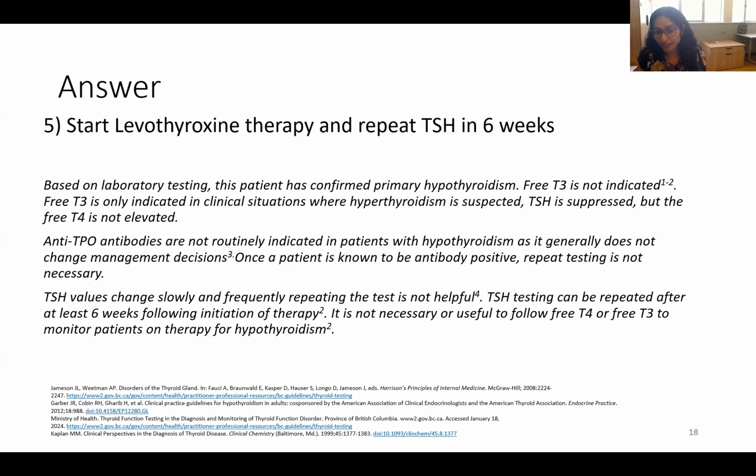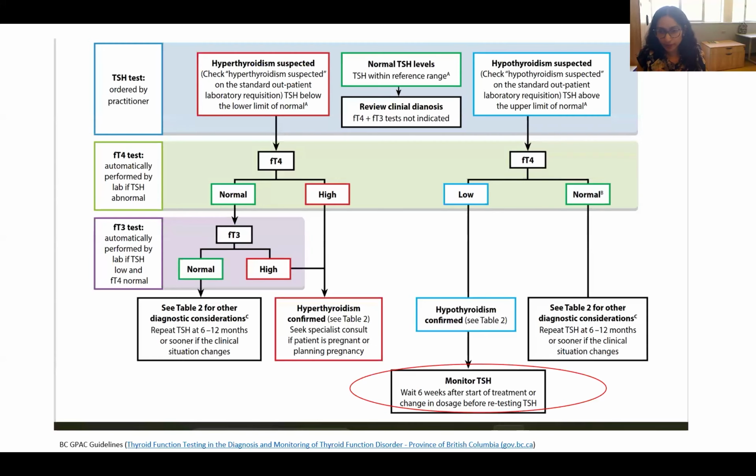Important point: it is not necessary or useful to follow the free T4 and free T3 in patients who are on levothyroxine for primary hypothyroidism. Your TSH will be reflective enough of whether your levothyroxine dose is adequate. This goes back to the algorithm. This is a patient with high TSH and low free T4, so hypothyroidism is confirmed. You just need to monitor TSH, not the free hormones, and wait at least 6 weeks after starting treatment or changing the dose before retesting TSH.